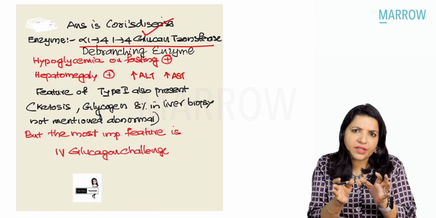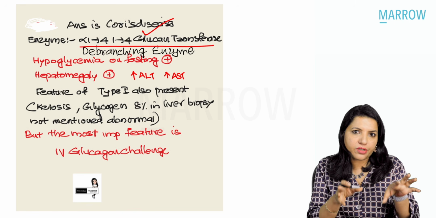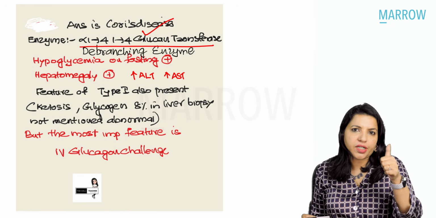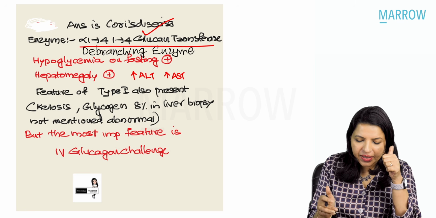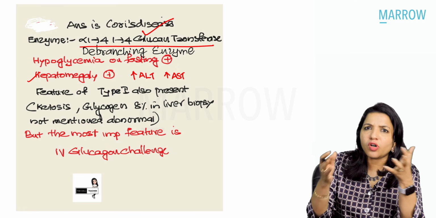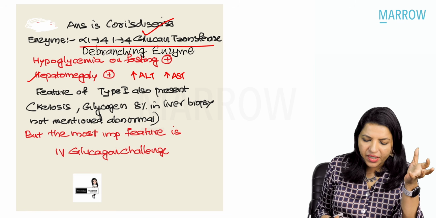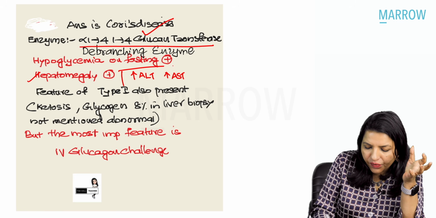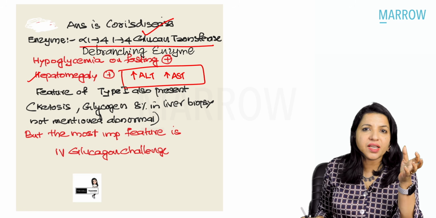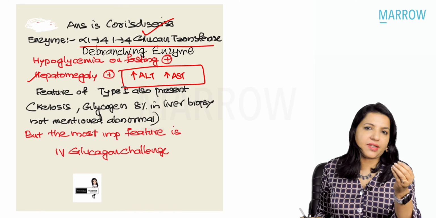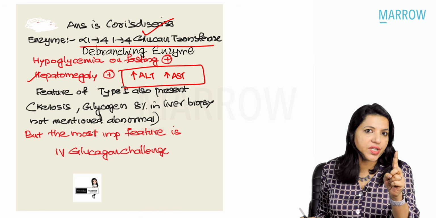So what are the factors favoring a diagnosis of Cori's disease? Definitely fasting hypoglycemia. Then hepatomegaly, which is common in most glycogen storage disorders. Then another thing favoring Cori's disease is increased liver enzymes.